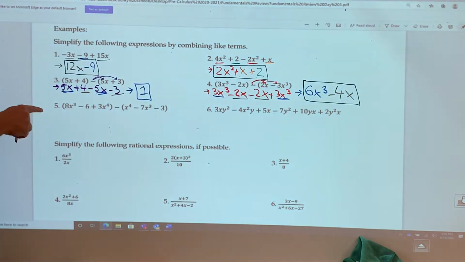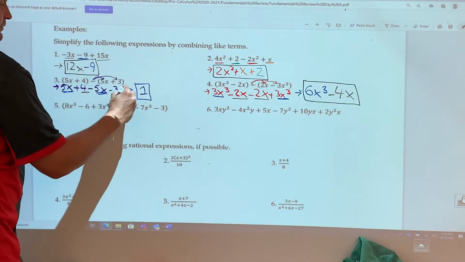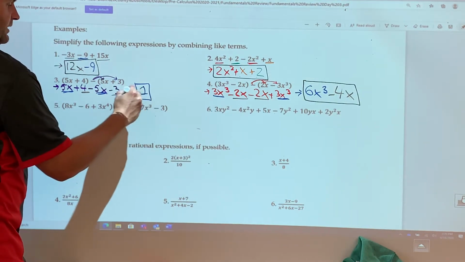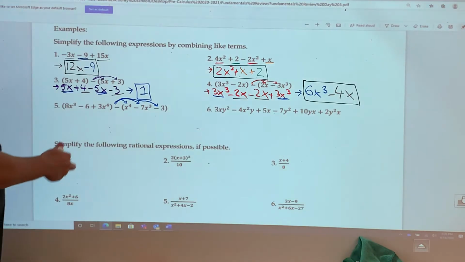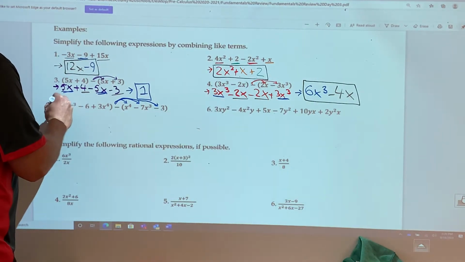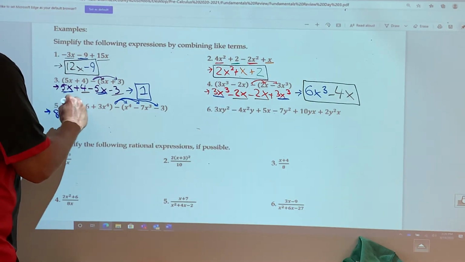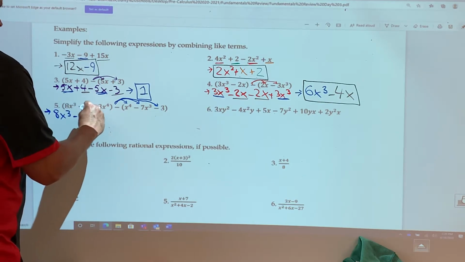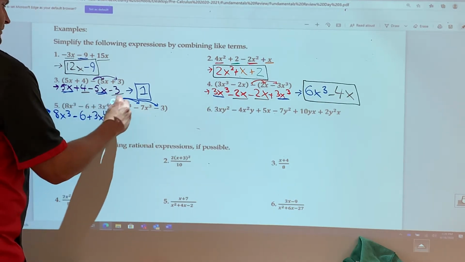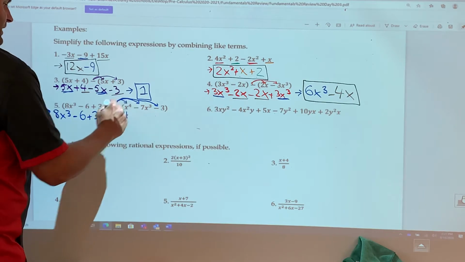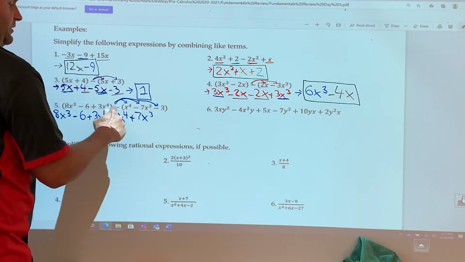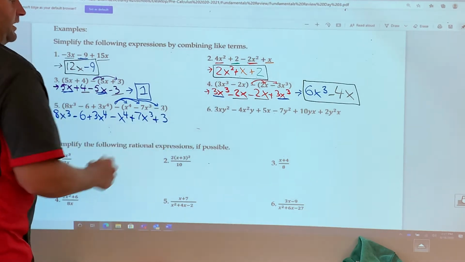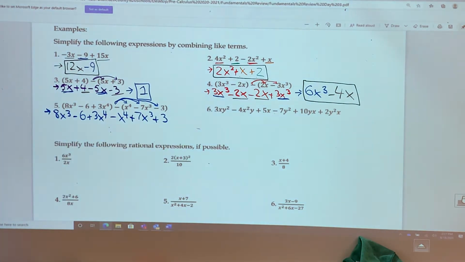Number 5 here, again, same thing. We've got a minus sign in between this parentheses here. I hope you guys are seeing the theme. Got to be good at distributing minuses or any values out in front of a parentheses. Okay, so in this case, this is what we have first. We have now 8x to the third minus 6 plus 3x to the fourth minus x to the fourth. Negative times a negative gives you a positive 7x to the third. Negative times a negative gives you a positive 3.